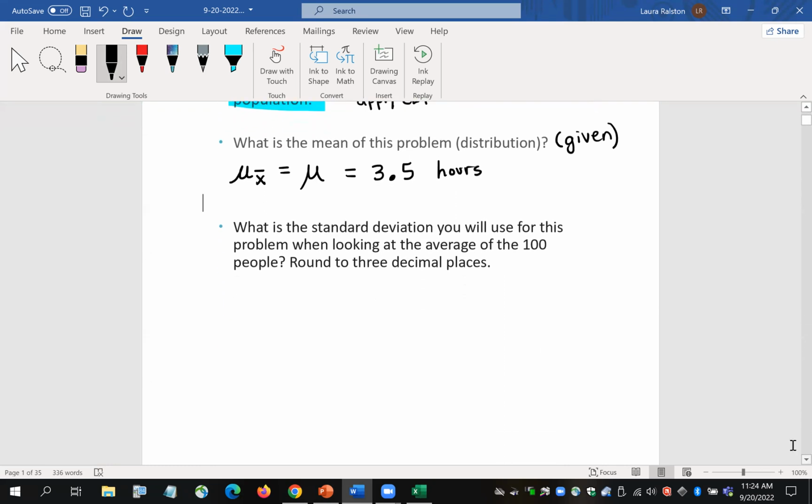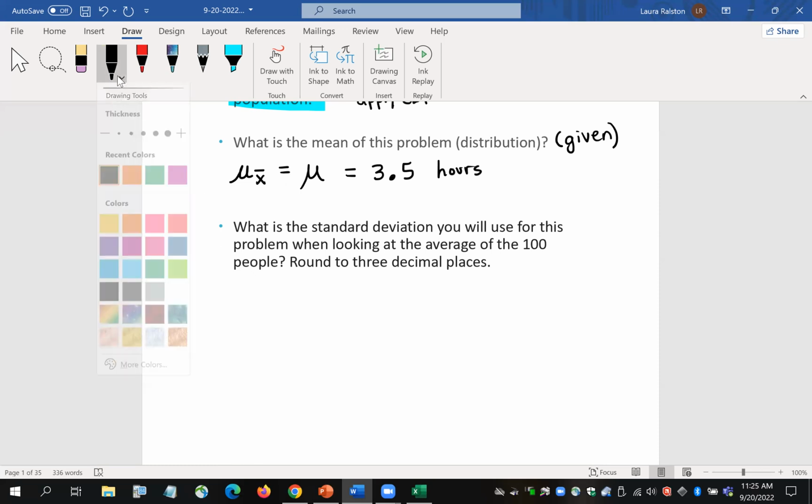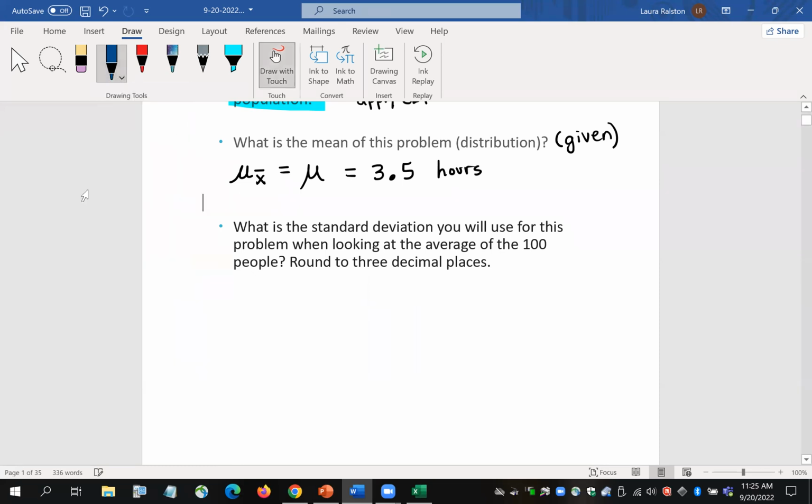Then it says, and I intentionally worded this question the same way that you'll see it in the quiz and on the midterm, because I didn't want you to get confused in the wording. So it says, what is the standard deviation you will use for this problem when looking at the average, which is synonymous with mean, of the 100 people? And then it says round to 3 decimal places.